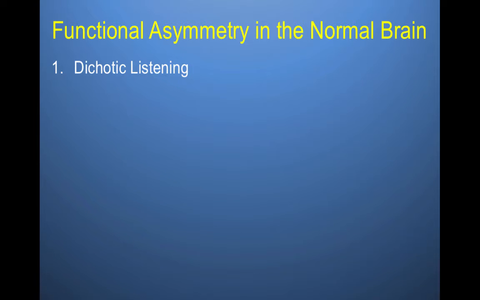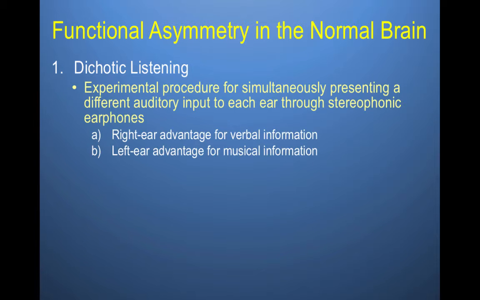In this video, we're going to talk about the functional asymmetry that is present in the normal brain. One of the first ways that they started to identify functional asymmetry is through dichotic listening tasks. Dichotic listening is an experimental procedure for simultaneously presenting a different auditory input to each ear through stereophonic headphones. So you would present one type of auditory stimulus to the right ear and a different auditory stimulus to the left ear. What they found is that the right ear has an advantage for verbal information and the left ear has an advantage for musical information.